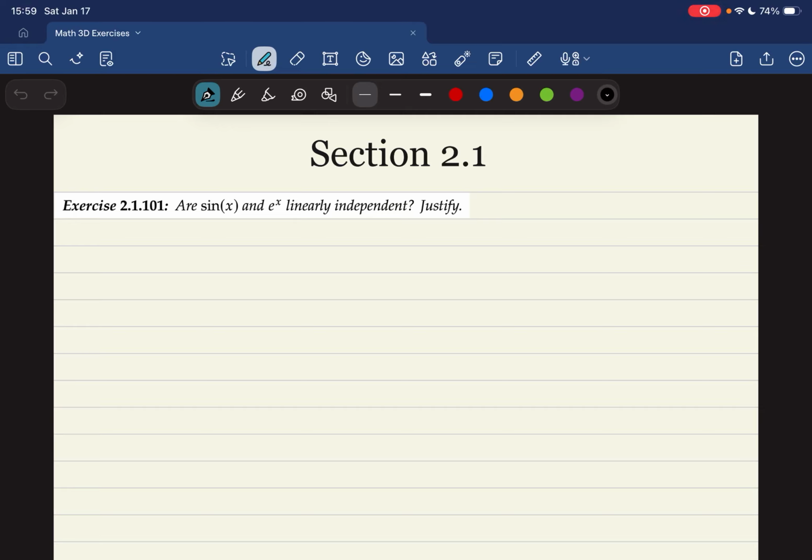Hello. In this video, I'm going to be solving two exercises from section 2.1 of Jiří Lebl's notes on Diffy Qs. The link to the notes will be in the description.